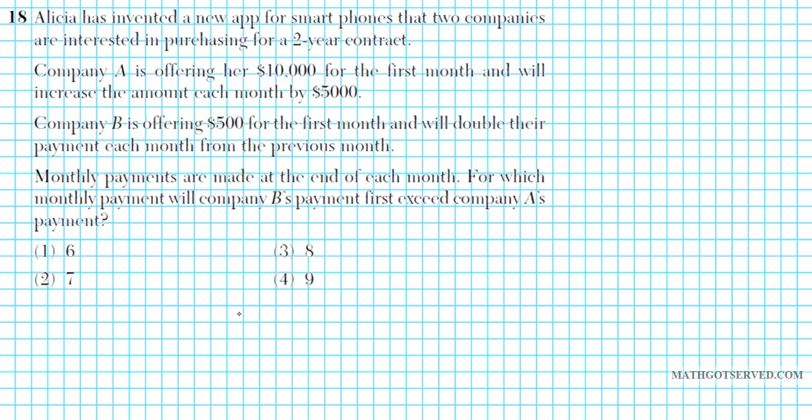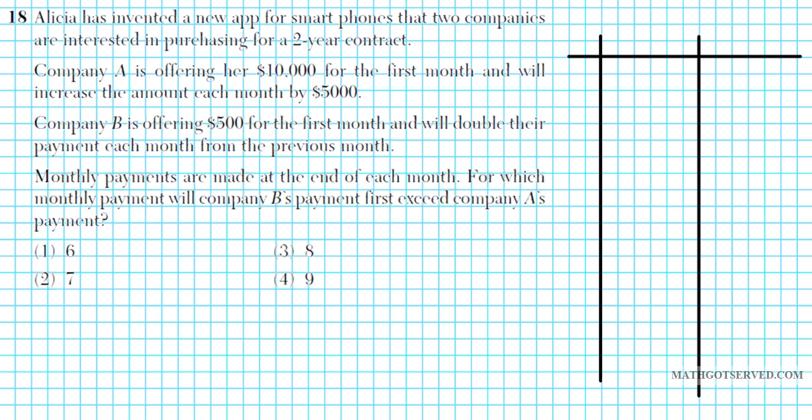So for this one, we'll just simply create a table and manually compute how their payments accumulate over the 2-year period. We're going to stop at exactly the point in time where the payment for B exceeds that of A. I'm going to split it into 3 columns. The first column will be for A, the second one will be for B, and then this is going to be the number of months.